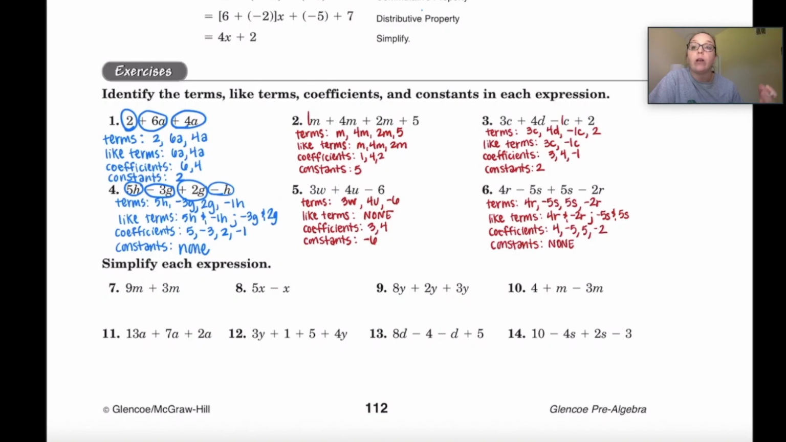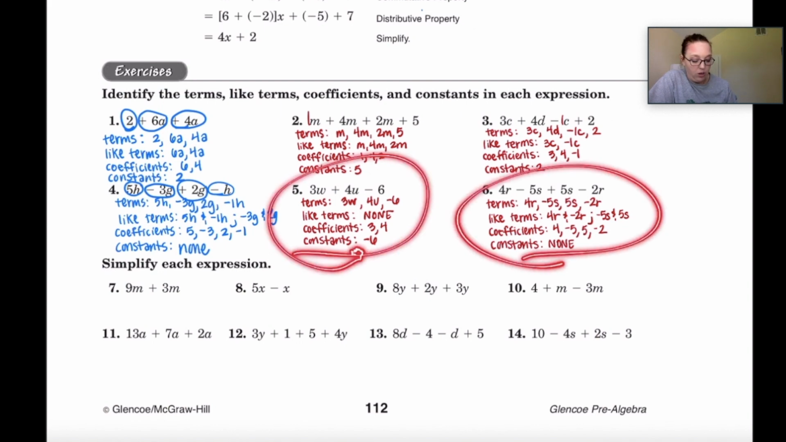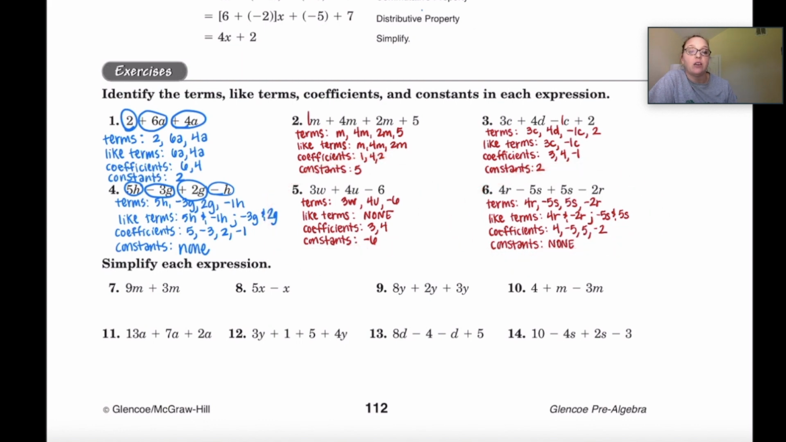Okay, so now you should be checking problems 2, 3, 5, and 6. Couple things. Remember I said sometimes you won't have any constants, and sometimes you also don't have any like terms. So for example, in number 5, there were no like terms. So when it asked me to identify the like terms, I said none. And number 6 also was a case where there were no constants, so I said none for that one as well.